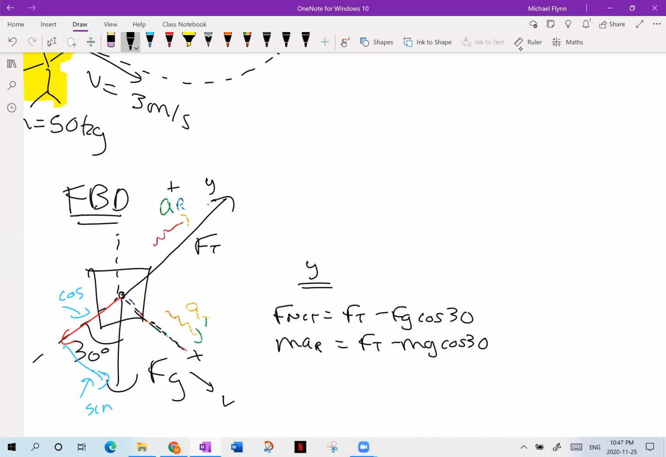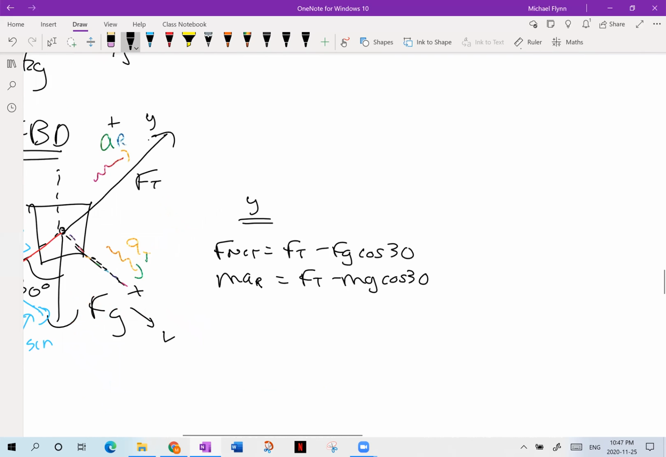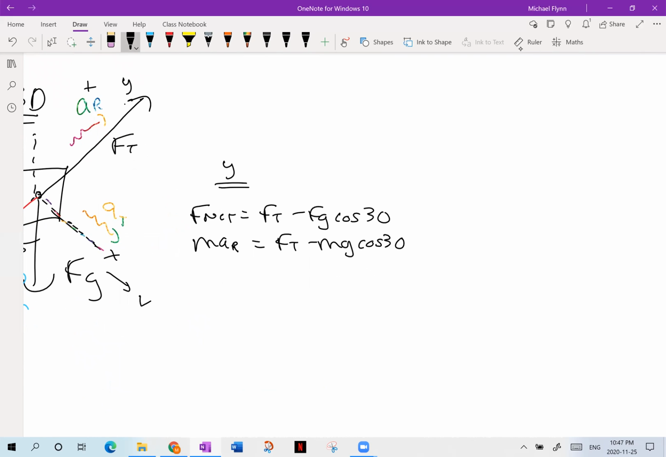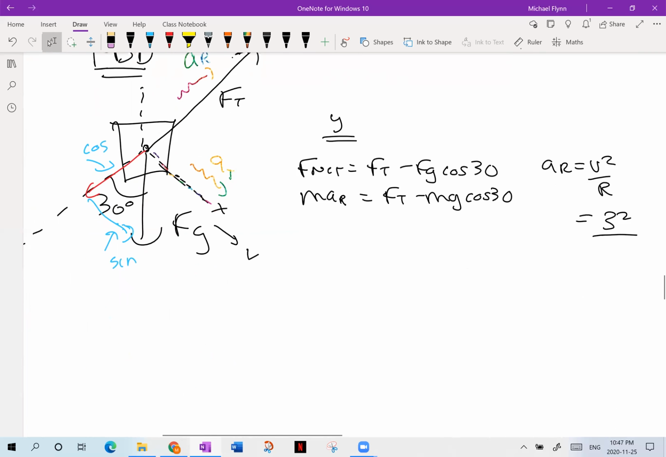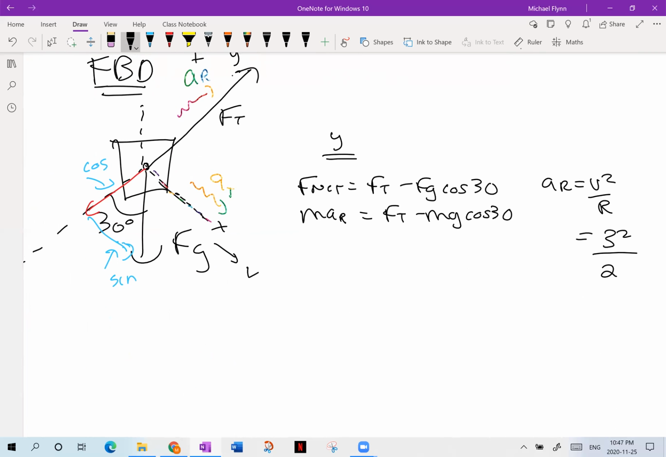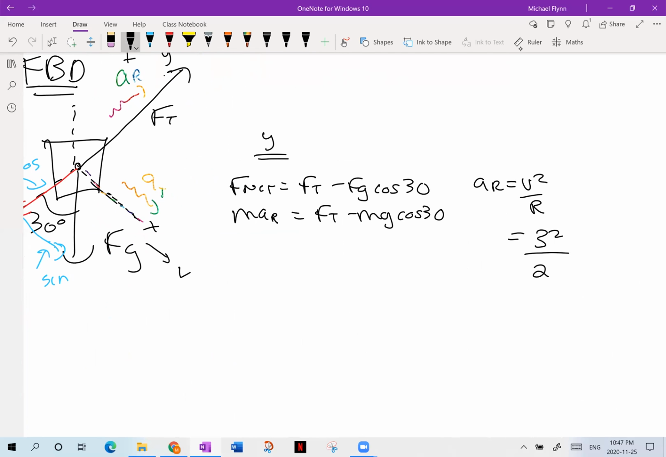Now here's the deal. I know what AR is because every time you do a circle, AR equals V squared over R. Well, I know what those two variables are. I know V is 3, and I know R is, I changed it to 2, right? The length of the rope is the radius of the path. So that's V squared over R, that's 9 over 2. So that's 4.5 meters per second squared towards the center.